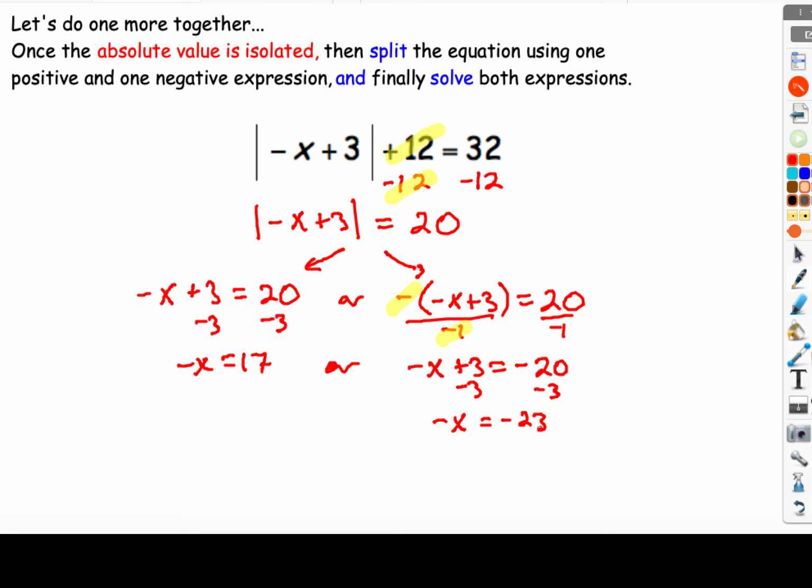And finally, for each one of those, I don't want to leave it as negative x, so I'm going to divide by negative 1 in all parts. And x could have been negative 17 over here at the left, or negative divided by negative, positive 23 over at the right. Again, take those numbers, plug them back into your original equation, make sure that they actually get you the right answer.